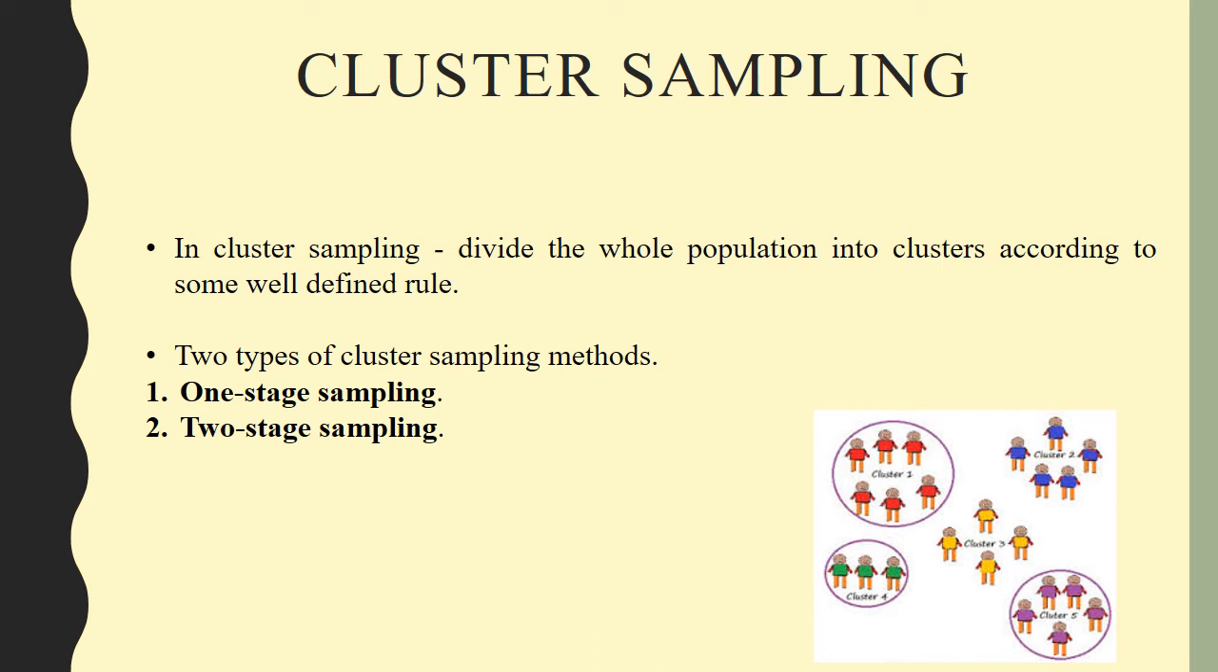So there are two types of cluster sampling methods: one-stage sampling, where all of the elements within the selected clusters are included in the sample. And the second one is two-stage sampling, where a subset of elements within selected clusters are randomly selected for inclusion in the sample.